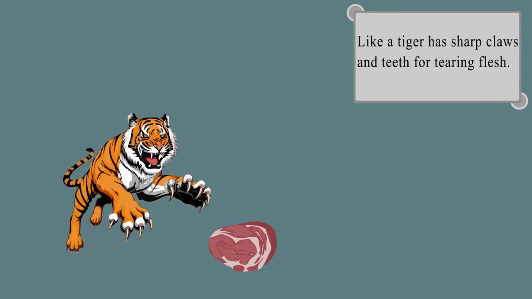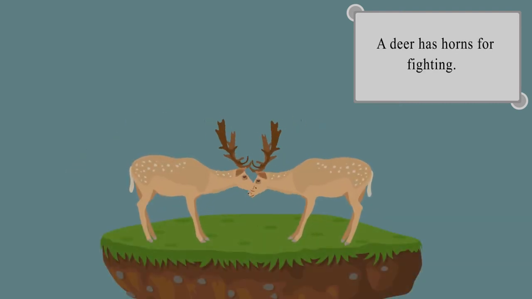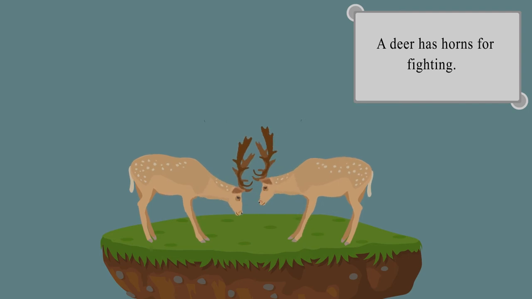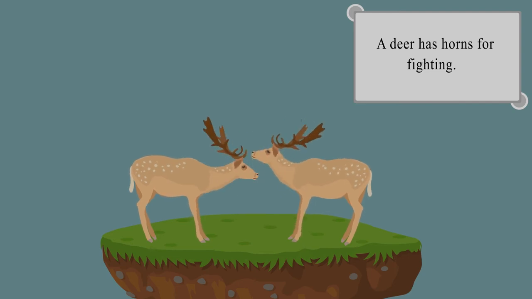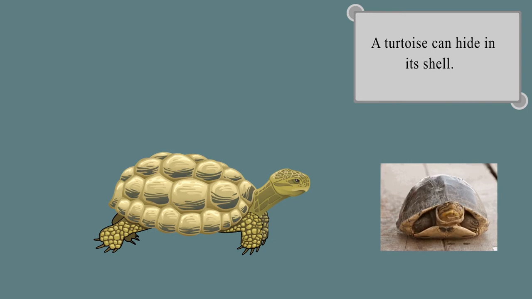Like a tiger has sharp claws and teeth for tearing flesh. A deer has horns for fighting. A tortoise can hide in its hard shell.